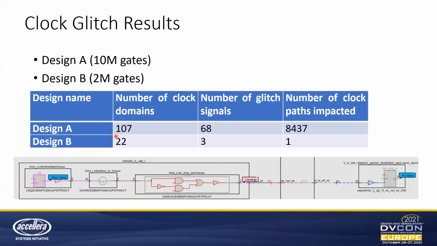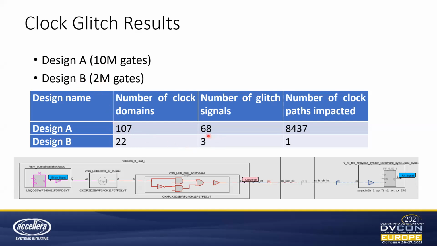Okay, here comes the results on the designs that employed the methodology that we just introduced to you. The first slide tells you about the clock glitch results. We have run the methodology on 2 actual designs. Let's call them design A and design B. Design A has around 10 million gates and design B has around 2 million gates.